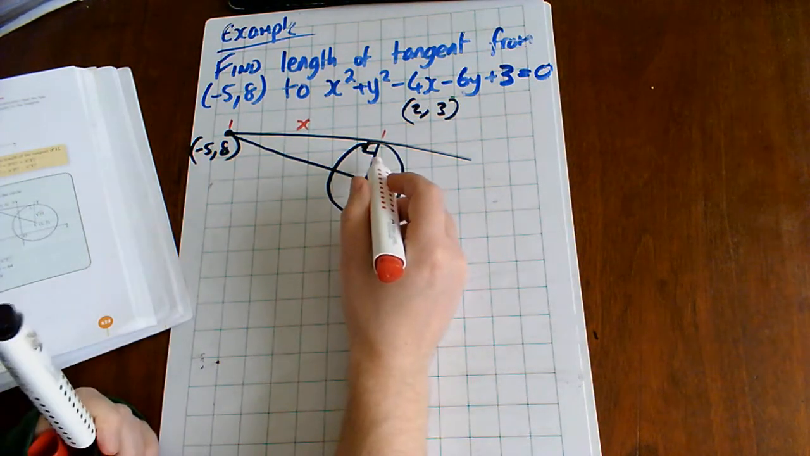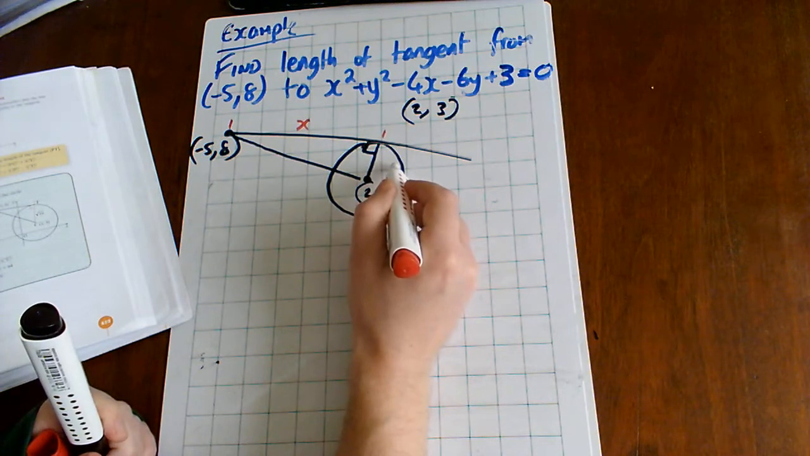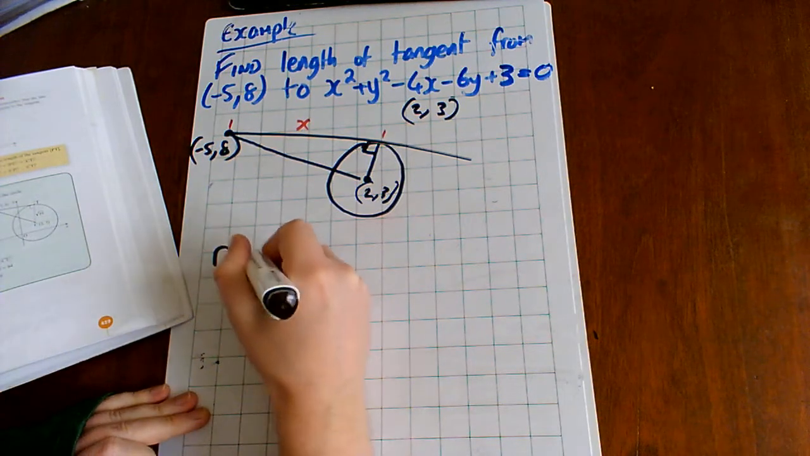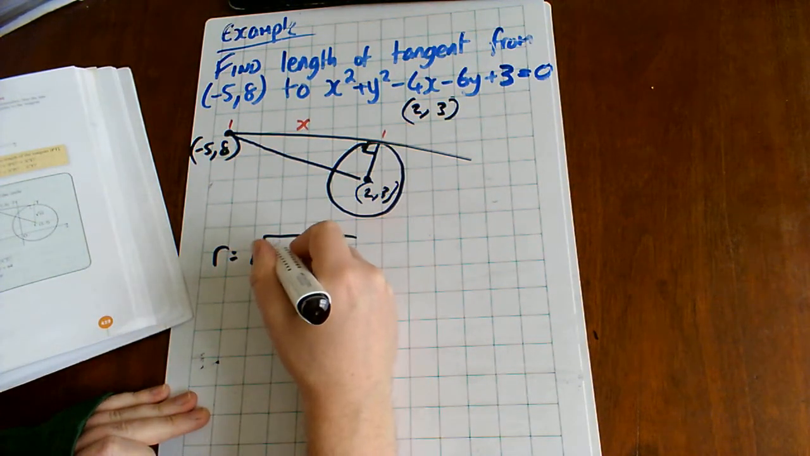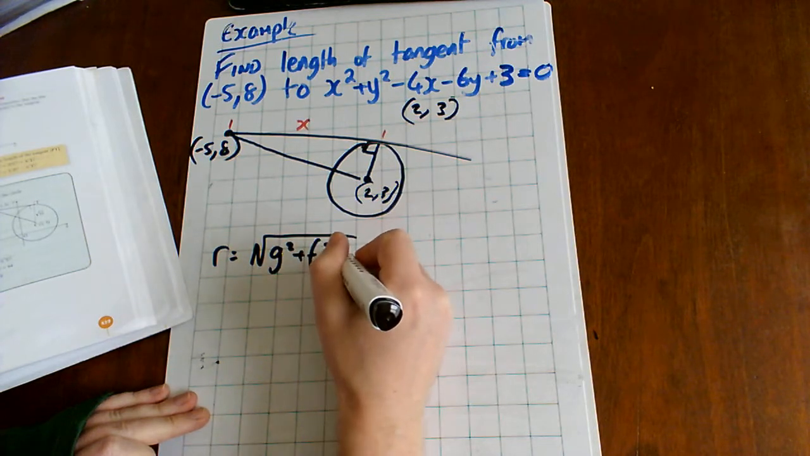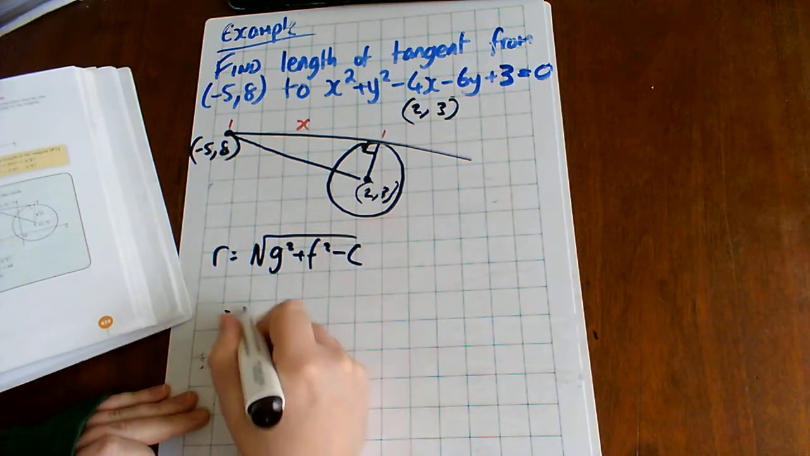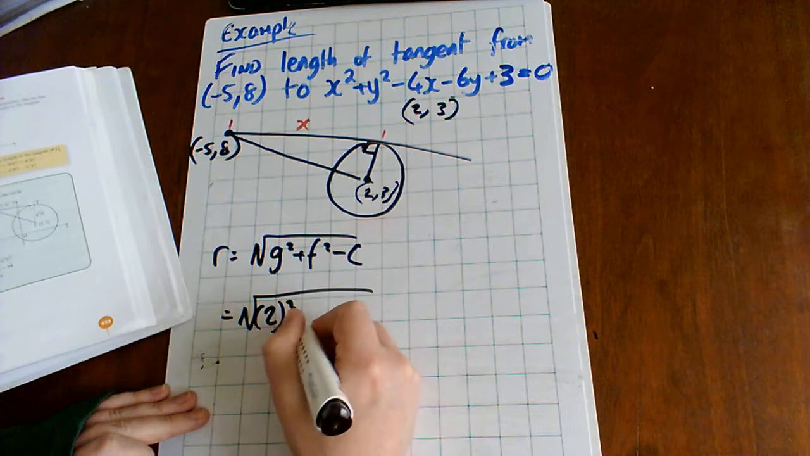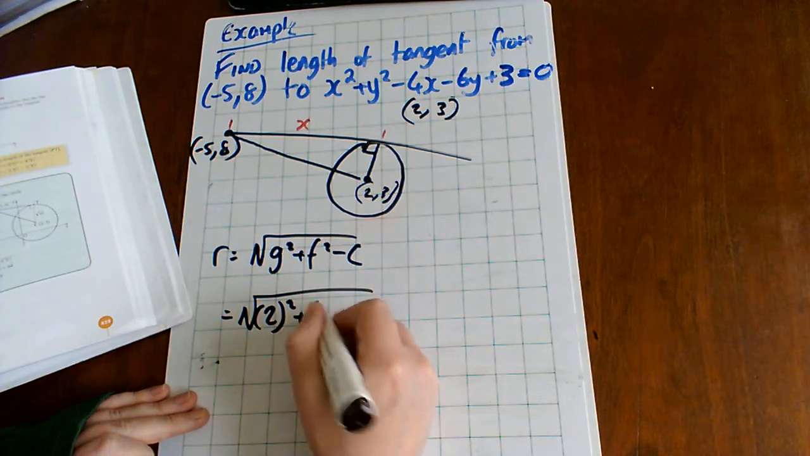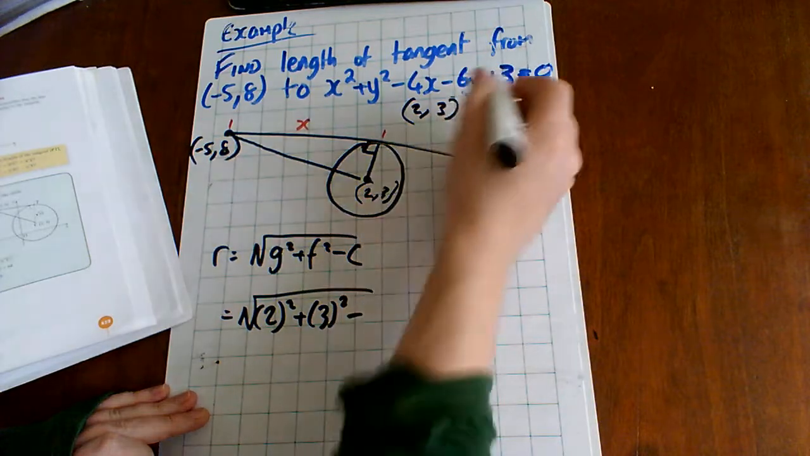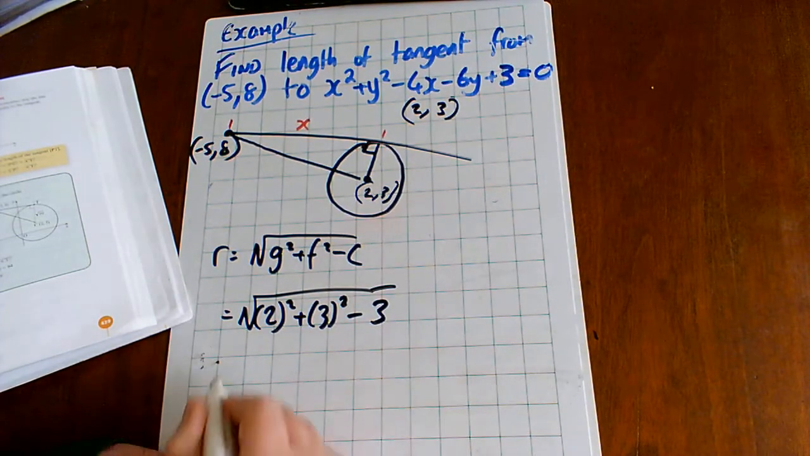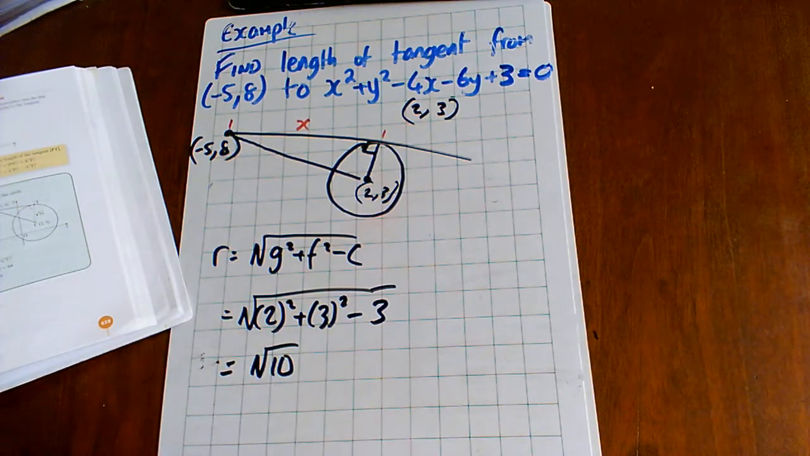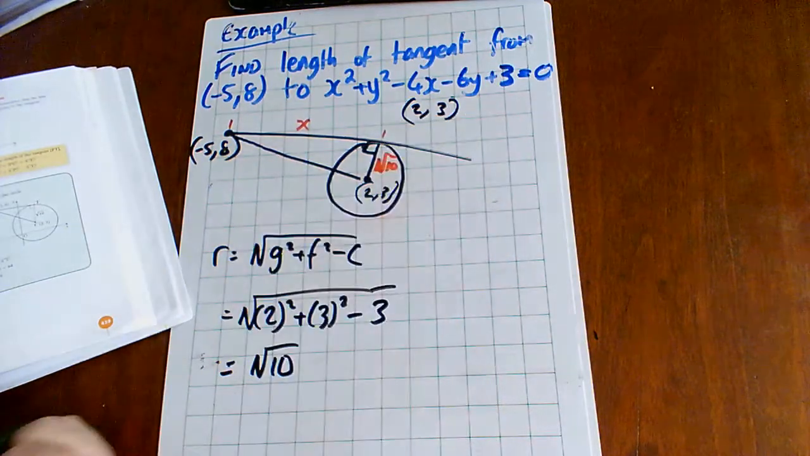We know we can find this length here. This is the radius. And we find the radius using the formula that's given to us in our maths tables. The radius is equal to the square root of g squared plus f squared minus c. And again, I think Abdu said it doesn't matter if we use positive or negative, because when you square it, it doesn't matter. So 2 squared plus 3 squared and then minus 3 because c is 3. 4 plus 9 minus 3, that works out as the square root of 10. So we now know that this is the square root of 10.